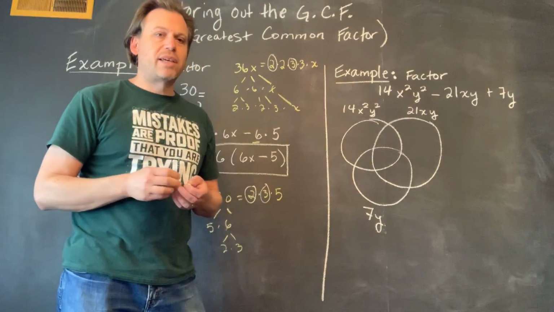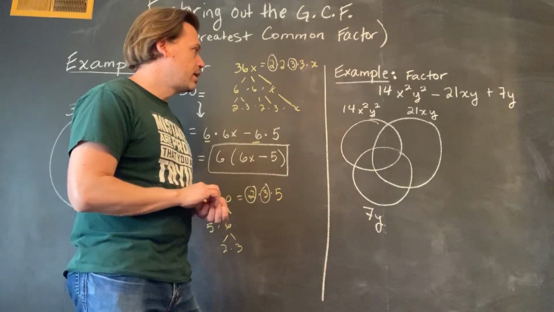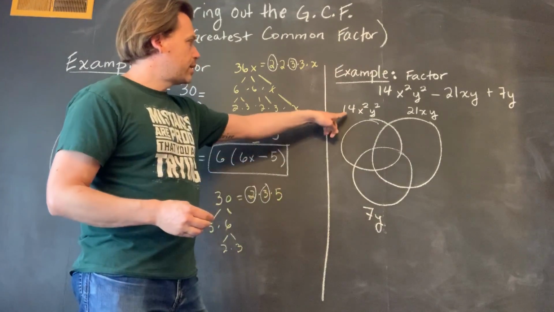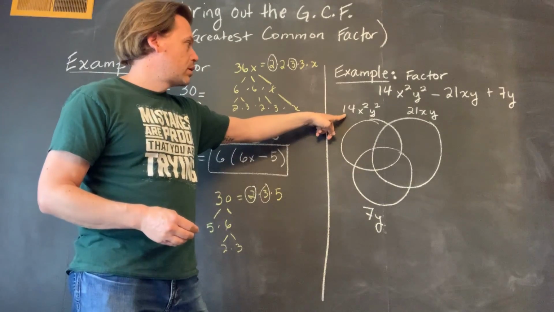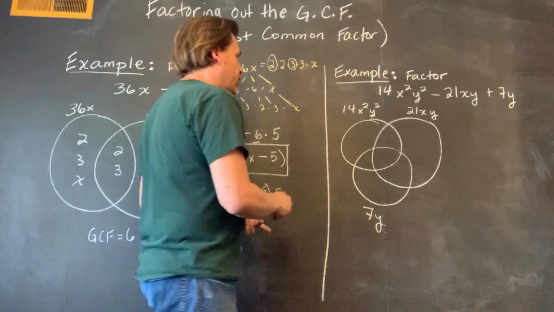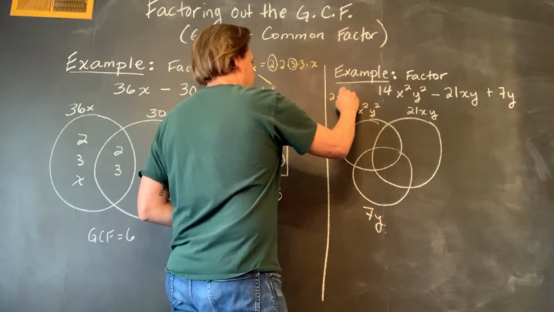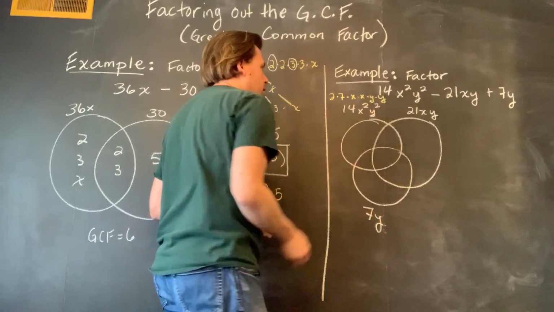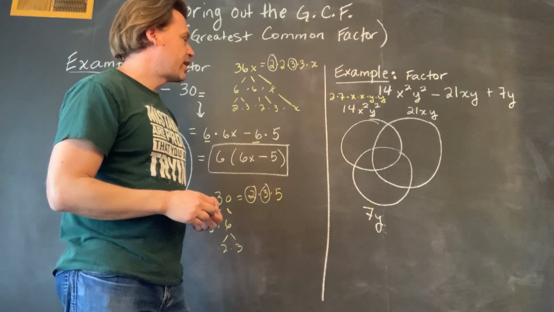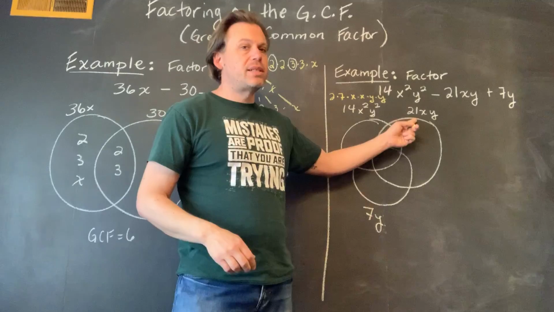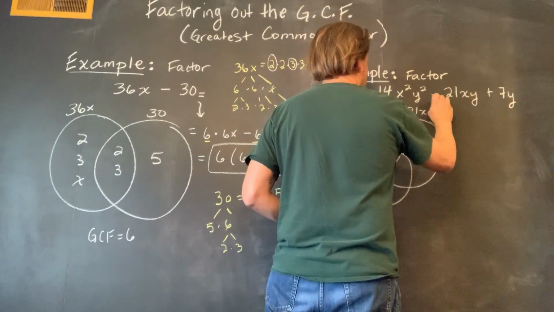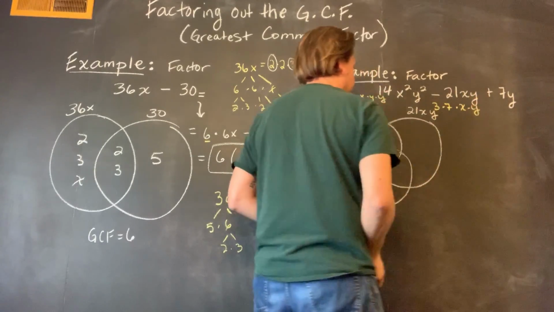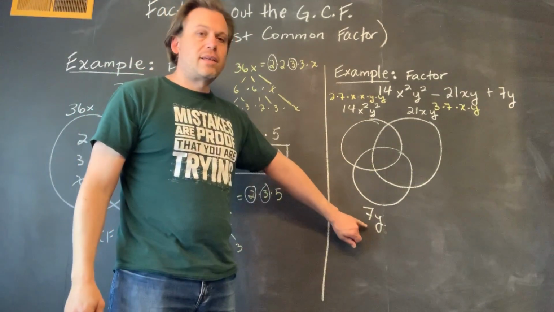So it definitely gets more complicated the Venn diagram way with 3 terms, but we can still do it. If I take the 14x squared y squared, 14 is just 2 times 7. And so I can rewrite this factorization as 2 times 7 times x times x times y times y. Those are all my factors. If I do 21xy, 21 is 3 times 7. So 3 times 7 times x times y. Then 7y, it's already in the most factored form.